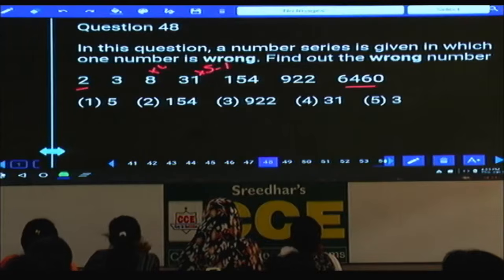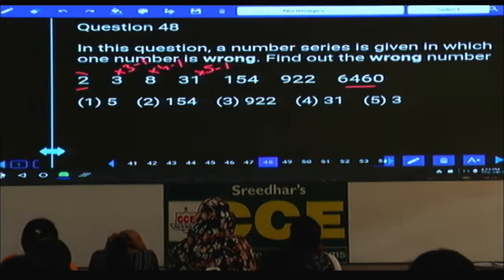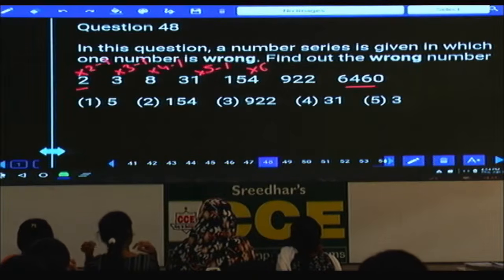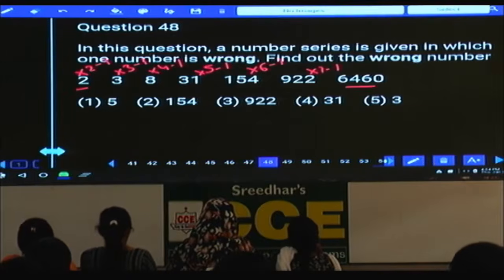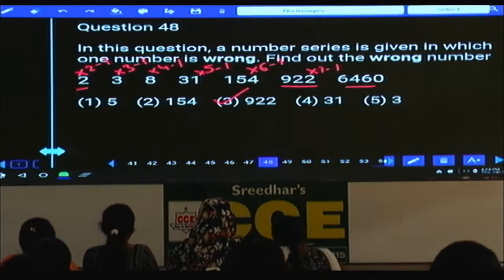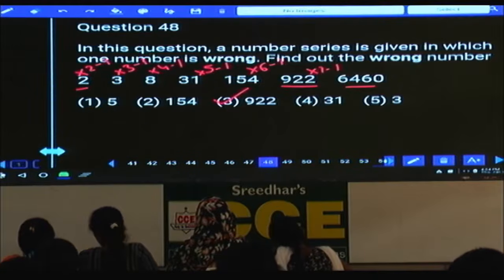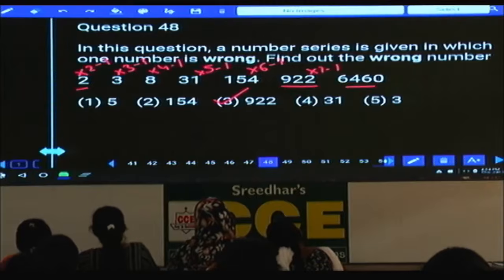8 into 4 is 32 minus 1. Into 3, 9 minus 1. Into 2, 4 minus 1. So 2, 3, 4, 5. Next, 6 minus 1, and this must be 7 minus 1. Now 4 into 6 is 24 minus 1. The last digit must be 5, but here it is 2. That is the wrong number. Here he is not asking you to find the correct number. Just identifying the wrong number itself is enough. Okay? And that is choice 3.